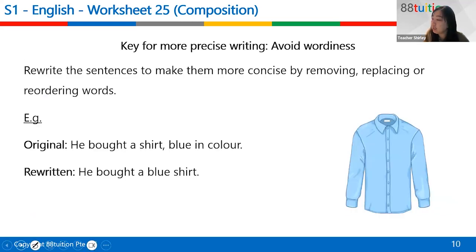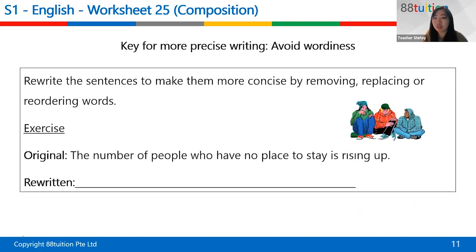Oh, this one is just practice. Okay, let's practice some before we move on to the next one, yeah? So one example would be he bought a shirt, blue in color. So you can rewrite it into he bought a blue shirt. That's all. Okay. Now next one, someone would like to try.